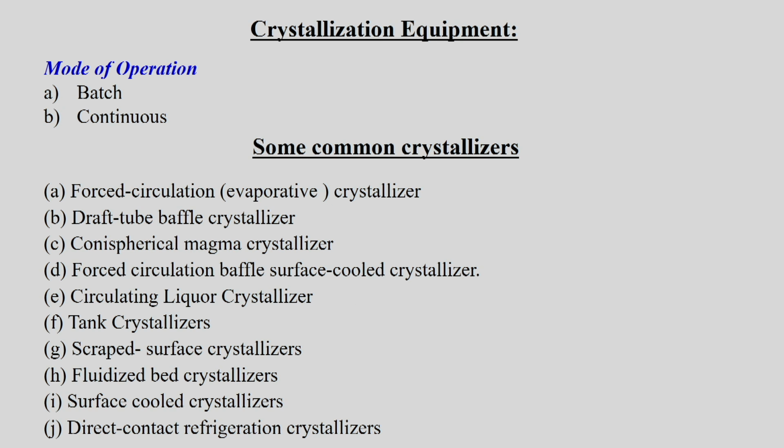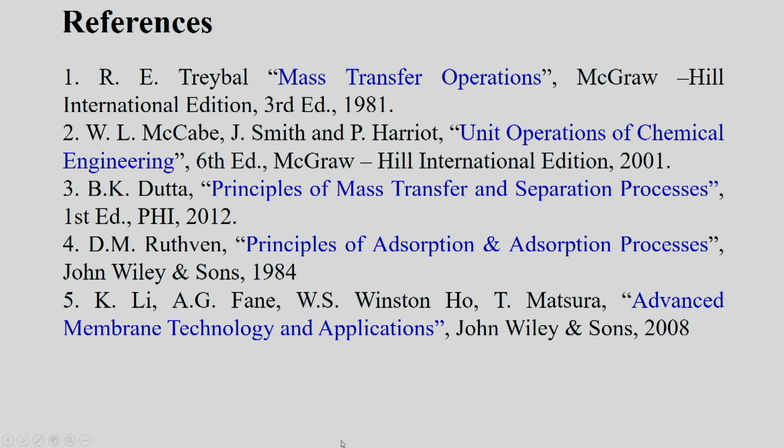And some equipment for crystallization are batch and continuous. Some common crystallizers are forced circulation, draft tube, conispherical, baffle surface cooling crystallizer, circulating liquid crystallizer, and tank crystallizer. Also used are the scraped surface crystallizer, fluidized bed, surface cooled, and direct contact refrigeration crystallizer.